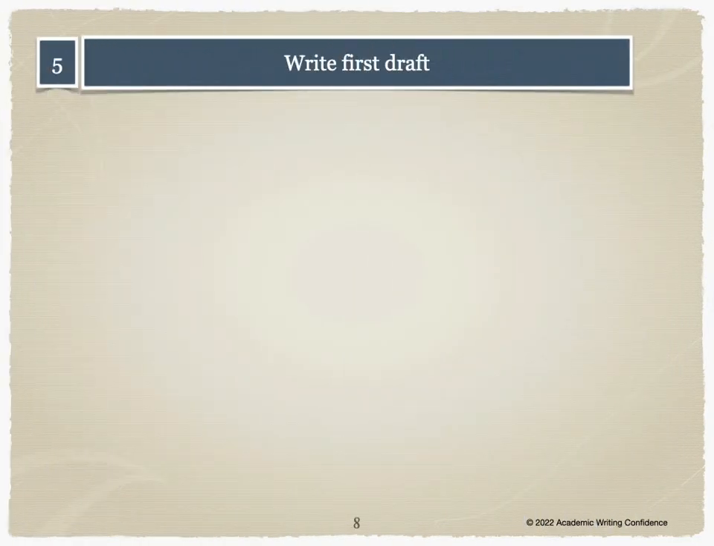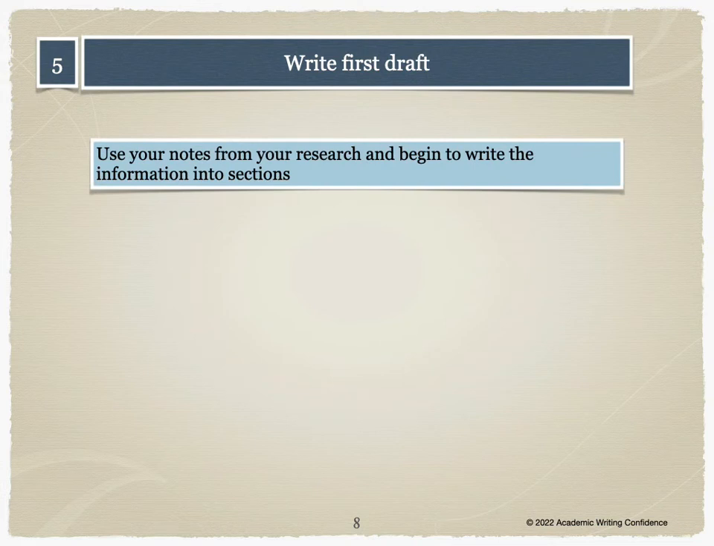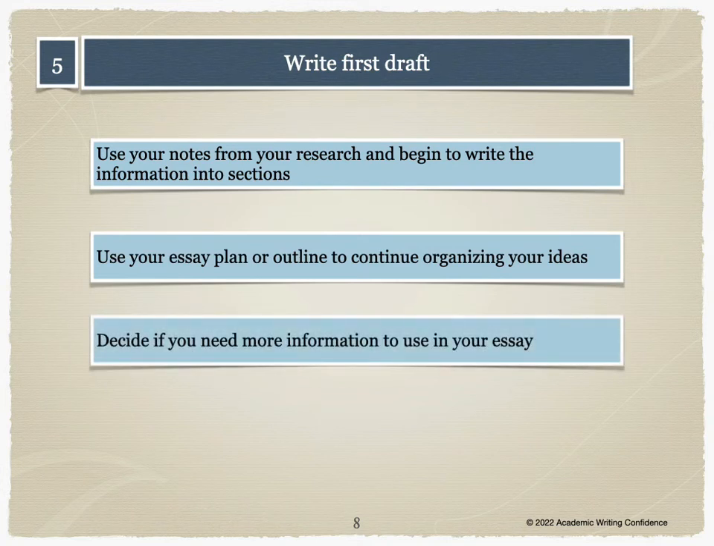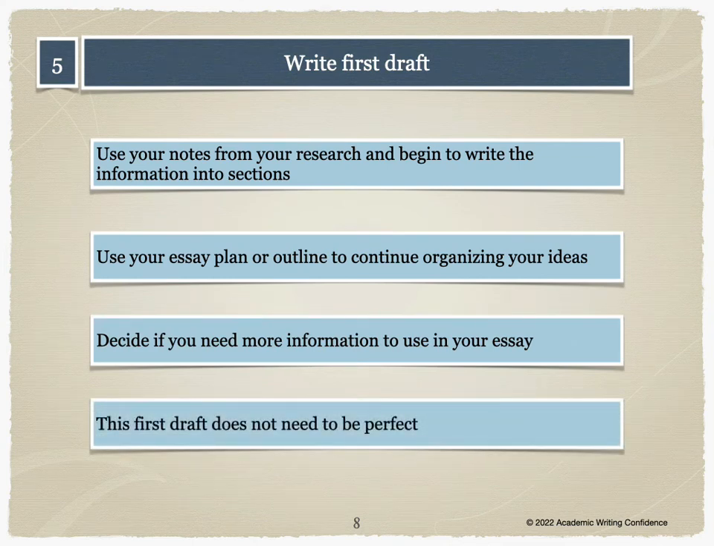Now you need to try writing your first draft. The first draft is your first attempt at writing the essay. It does not need to be perfect. This is where you put together the information that you want to present. Use your notes from your research and begin to write the information into sections. Then use your essay plan or outline to continue organizing your ideas. Decide if you need more information to use in your essay. And remember, the first draft does not need to be perfect.